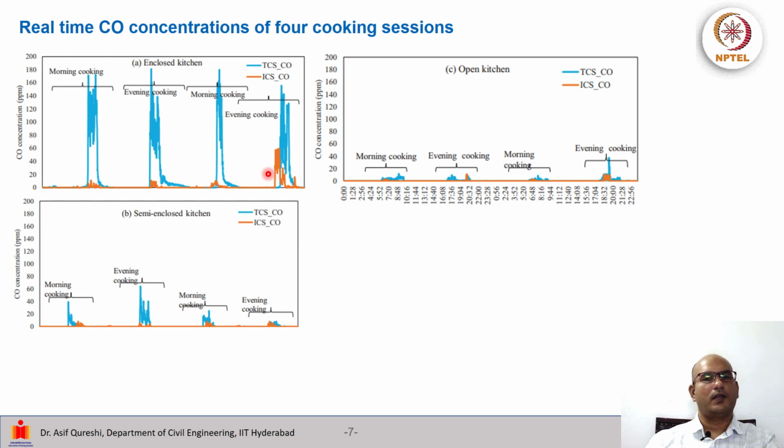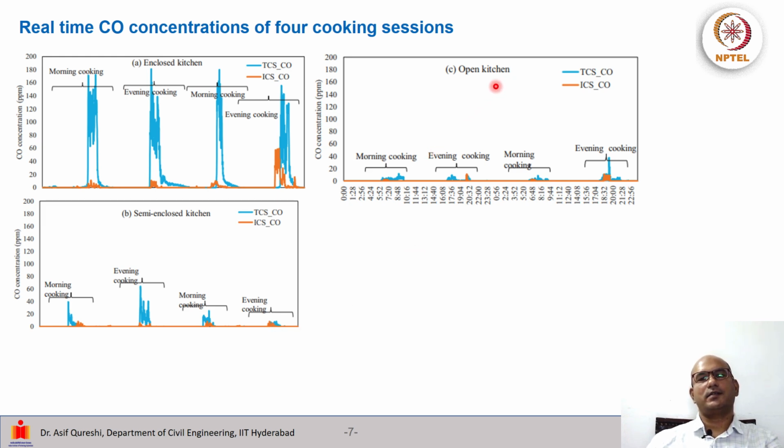For the semi-enclosed kitchens as well, when we look at the CO concentrations associated with the traditional cooking stove, we have some peaks during the morning and evening cooking. But when we use the improved cooking stoves, the peaks are still there, but except for this one, in these three, the peaks in the CO concentrations are much lower. So these cooking stoves are not emitting as much CO as was emitted by the TCS, the traditional cooking stove.